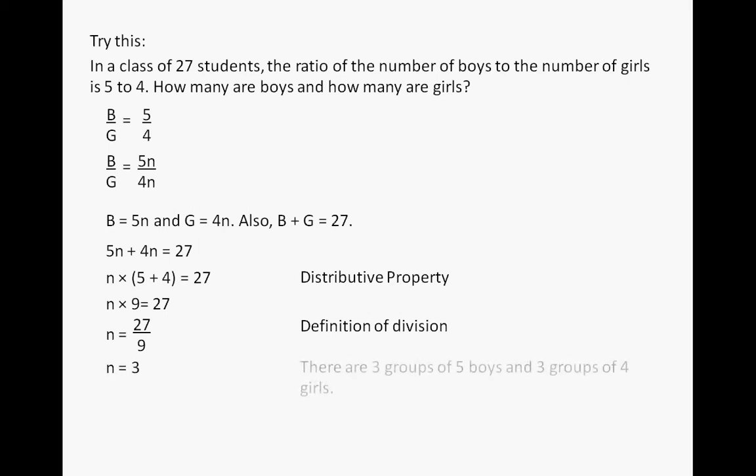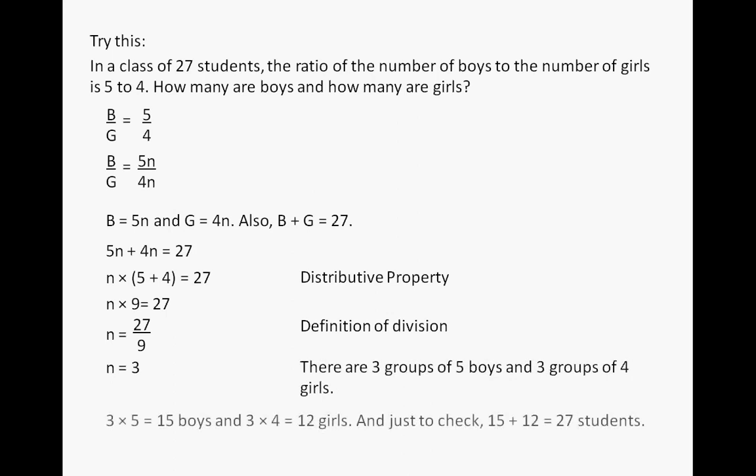So there are 3 groups of 5 boys and 3 groups of 4 girls. So 3 times 5 is 15, and 3 times 4 is 12. And if you check that, 15 plus 12 is indeed 27.